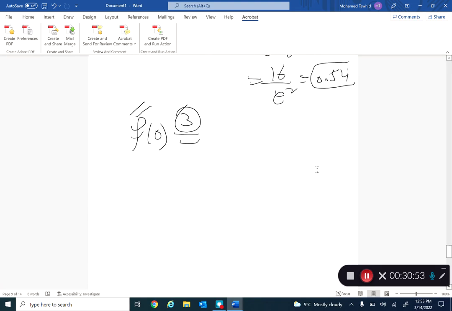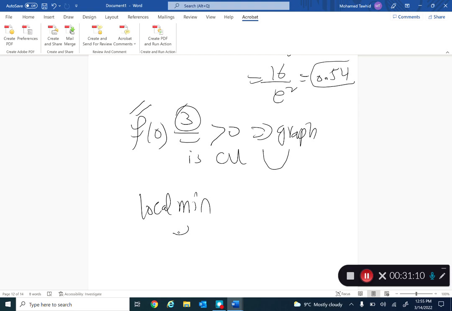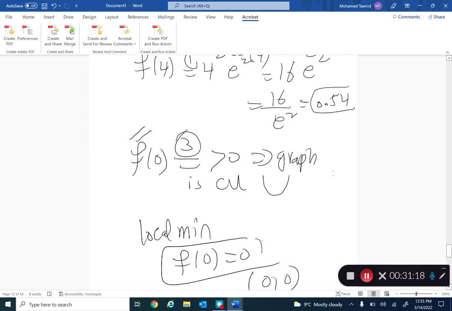The second derivative at 0 is positive, which means your graph is concave up. If the graph is concave up like this, then you have a local minimum. How do you get the value of your local minimum? F at 0, which is 0. So what is your local minimum? 0, 0. That is where you have a local minimum. That is our second derivative test.